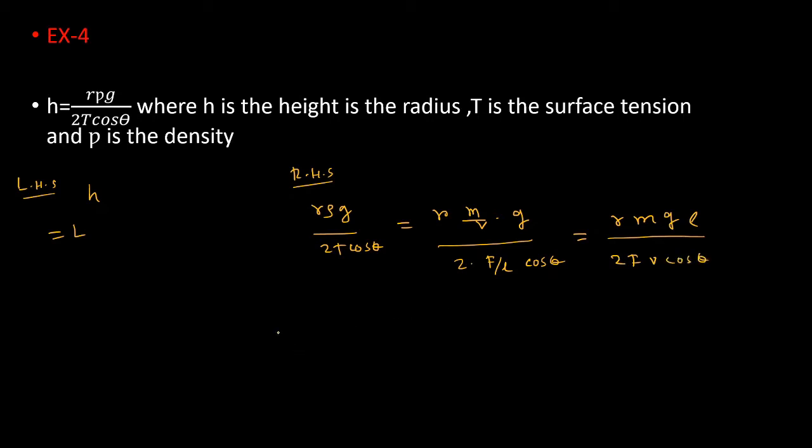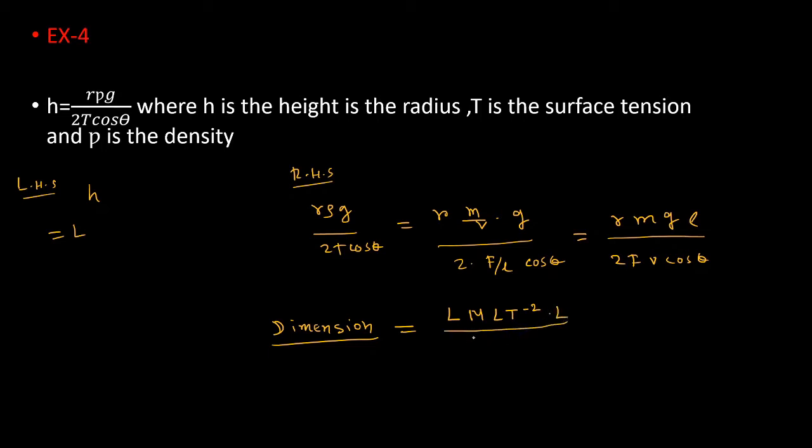Now I will find out the dimension. What will be the dimension of this? I know you can do it because you are all very talented. So what is the dimension of R? That is L. What is the dimension of mass? That is M. G, acceleration: try to understand what is the dimension of acceleration. That is L t to the power minus 2, and L is L.